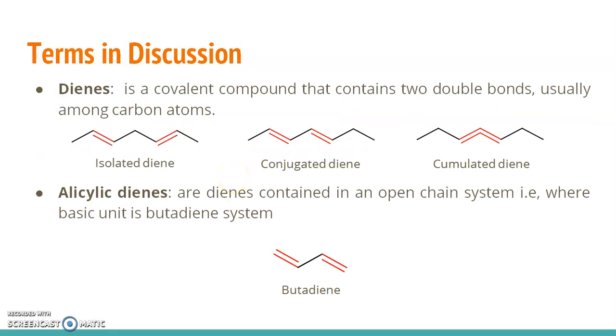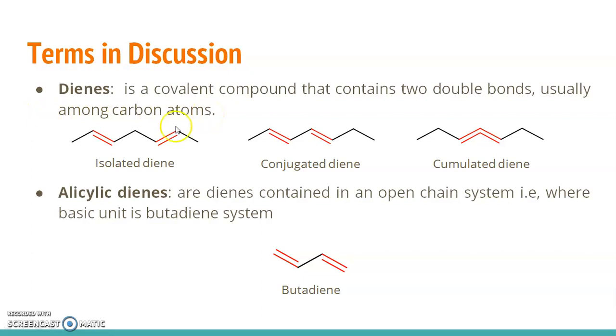So we will encounter certain terms in the discussion. We encounter dienes, acyclic dienes, and there are a few more terms which we encounter. So I will discuss these terms before we go any further. Diene or dienes is a covalent compound that contains two double bonds usually among the carbon atoms. So diene is something which has two double bonds among the carbon atoms.